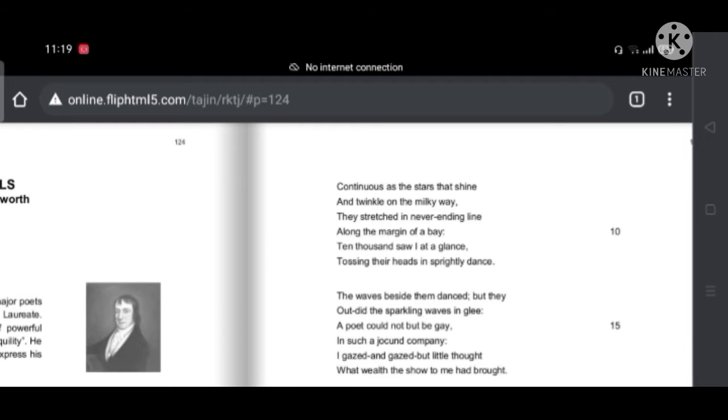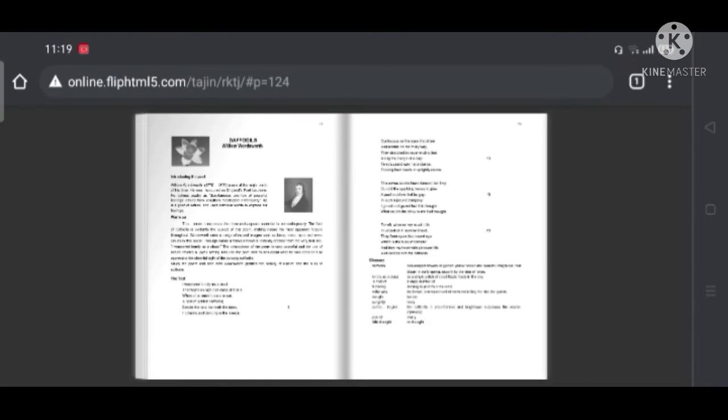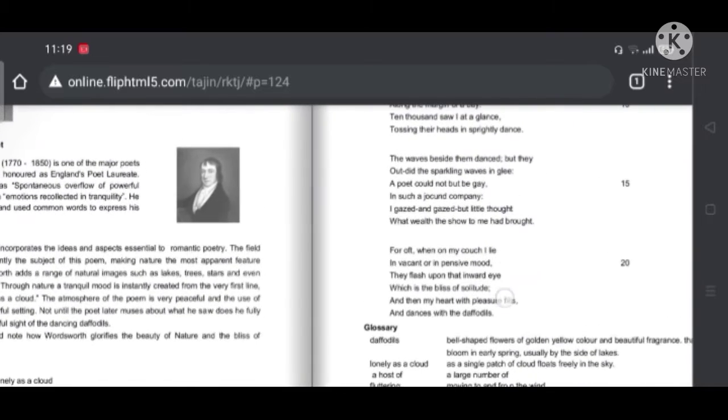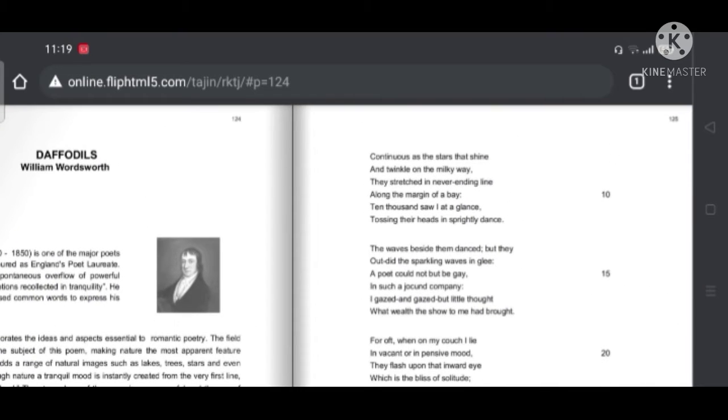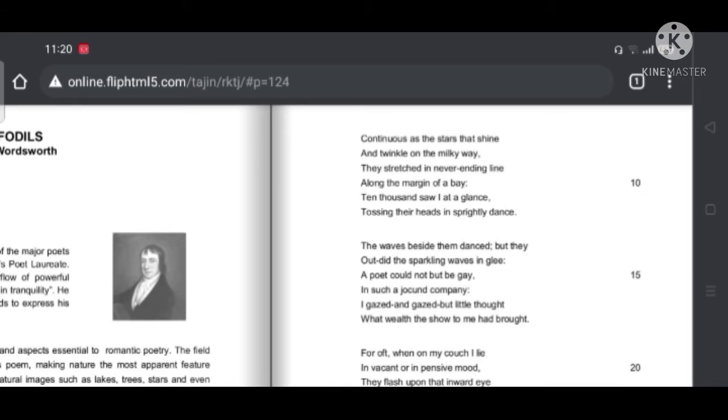Continuous as the stars that shine and twinkle on the Milky Way. So he's comparing these daffodils. These daffodils are looking so shiny, as if it is like the Milky Way. Just as the stars in the Milky Way twinkle, the daffodils here are shining. They stretched in never-ending line.